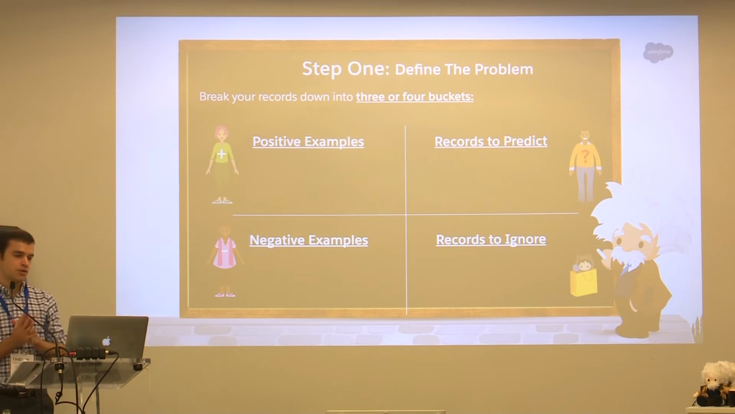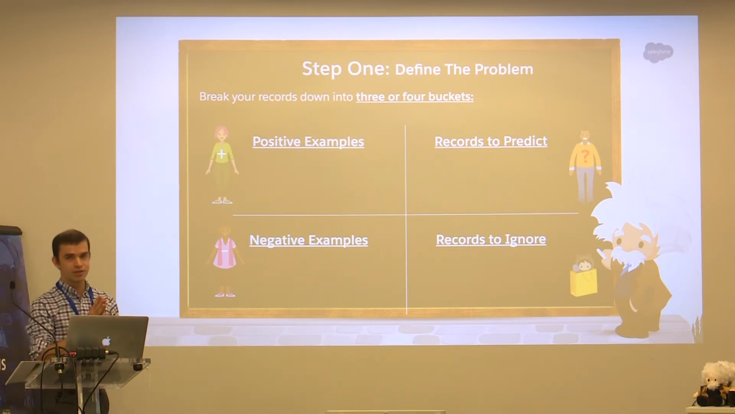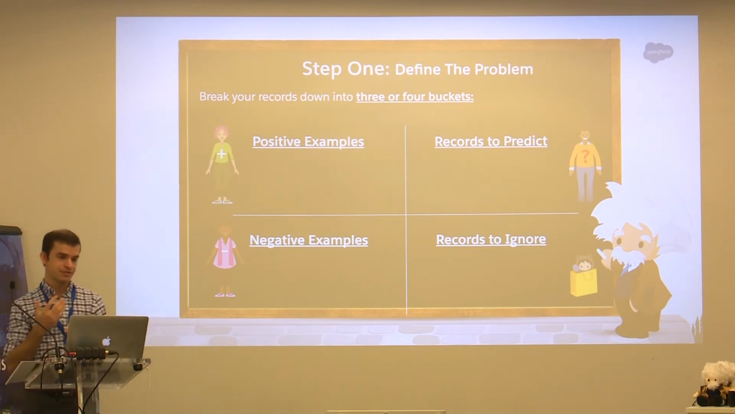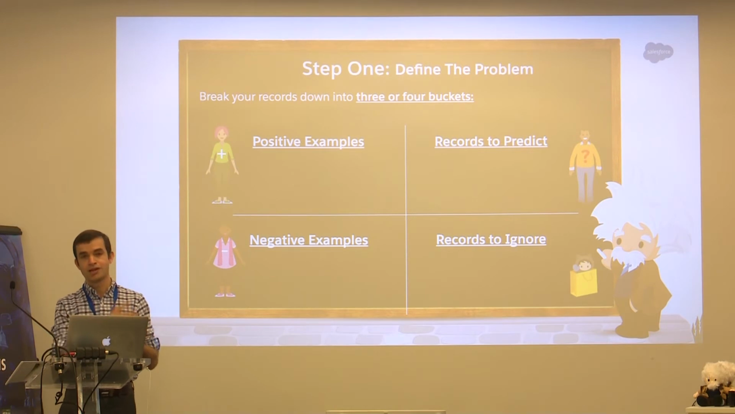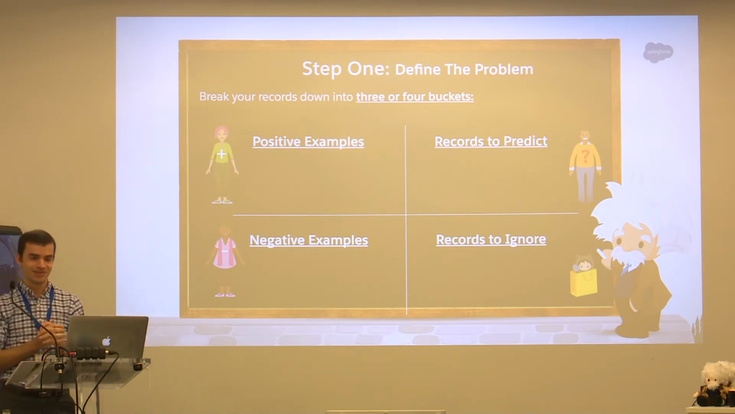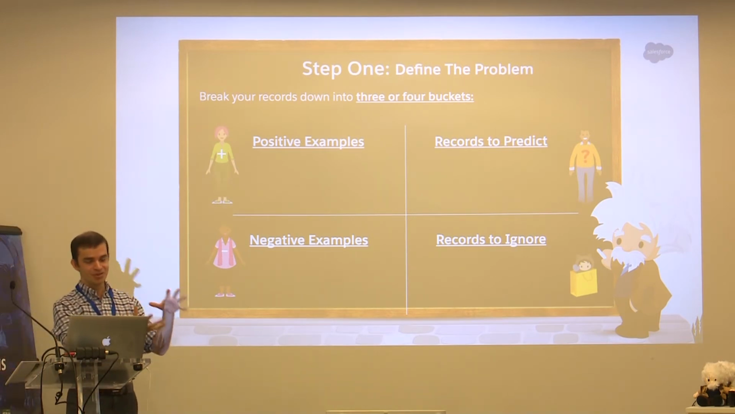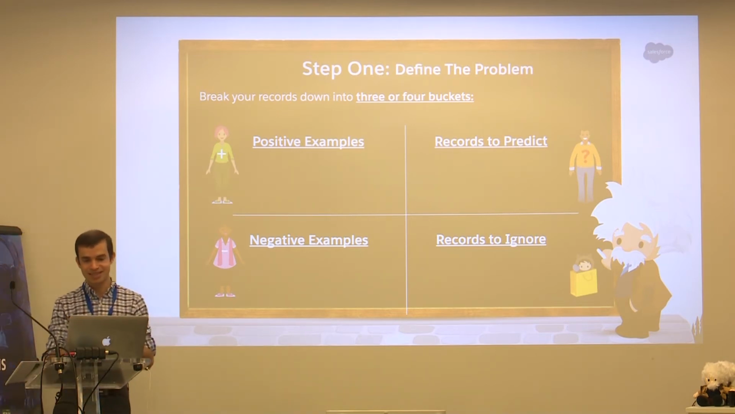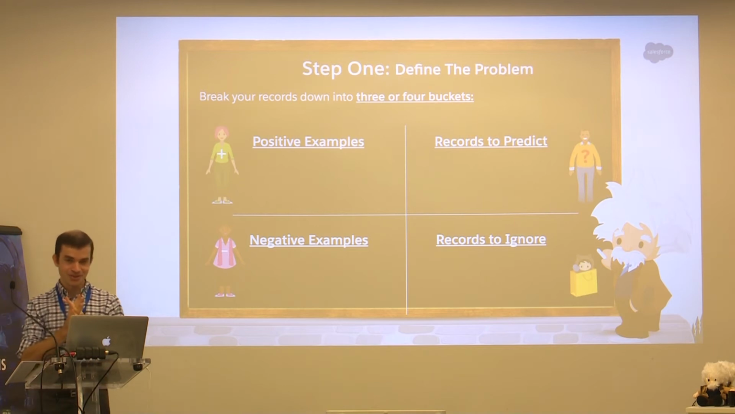So training set, scoring set, I explained. Training set: appointments in the past to learn from. Scoring set: appointments in the future. So a good way to think about it when you're trying to set up a prediction is to divide it into 3 or 4 buckets. You need positive examples, negative examples, records to predict, and records to ignore. So that's why I need your help.